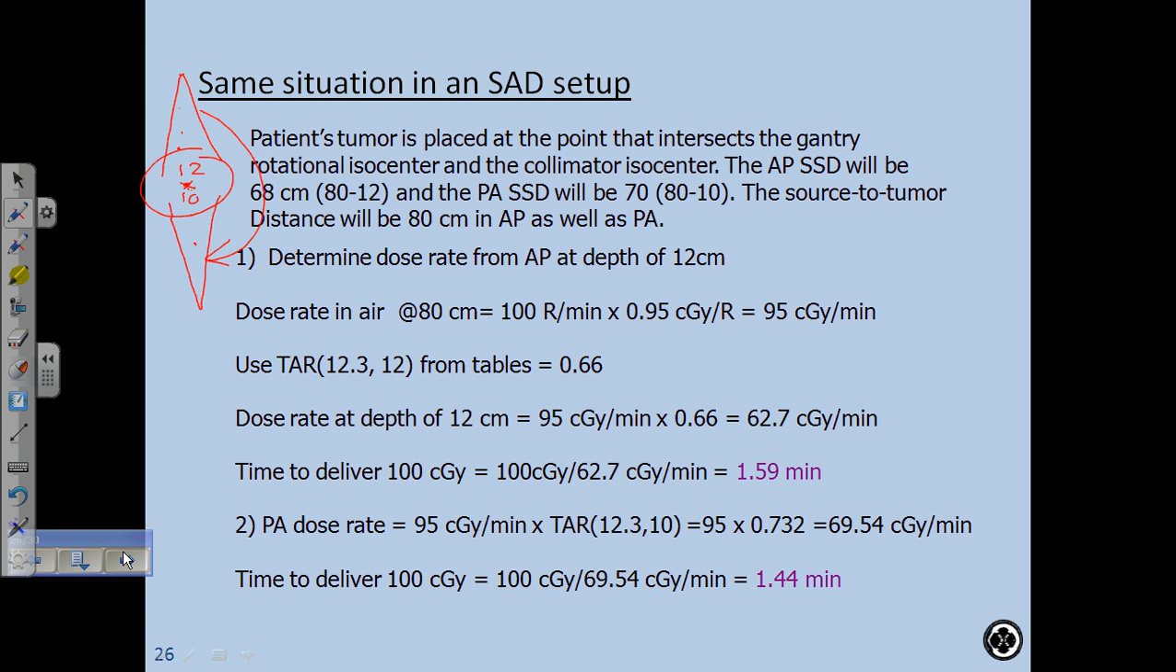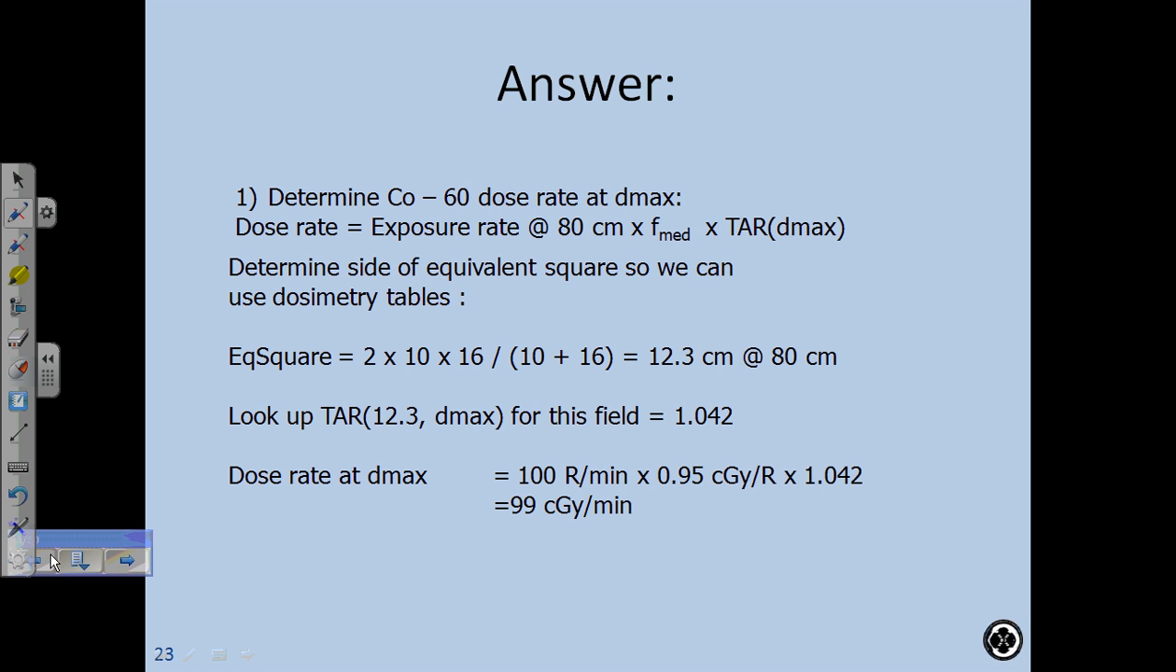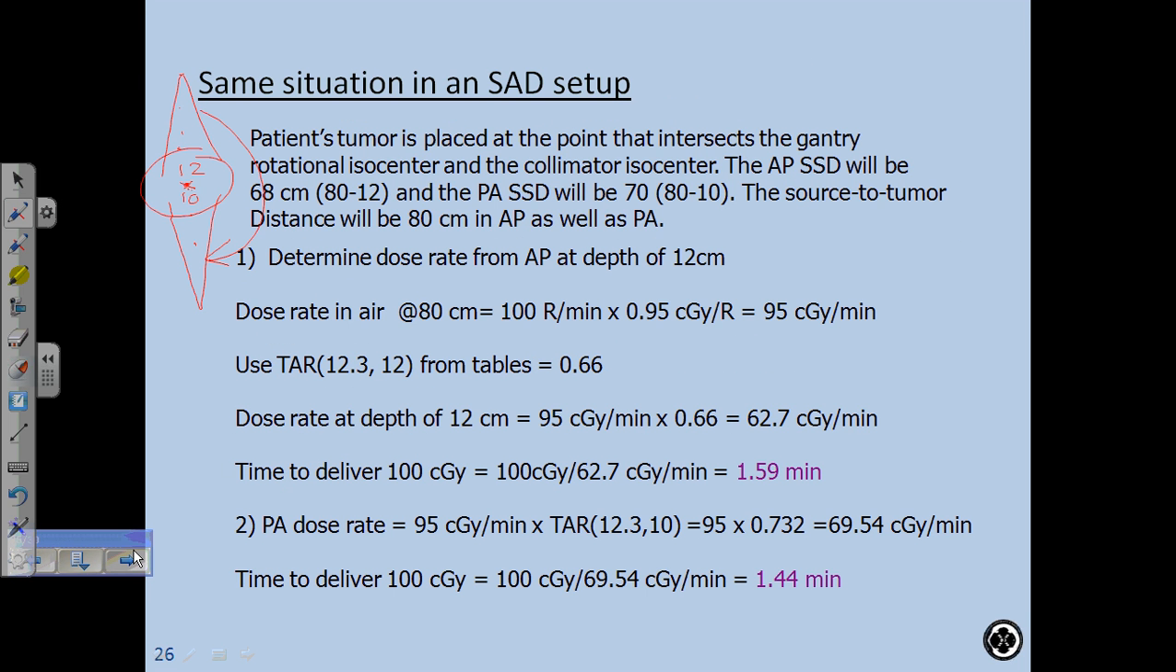So let's determine the dose rate from the AP. We're going to use the same equation, time equals dose divided by dose rate times PDD. Actually, no, we don't. We're not going to use the PDD this time. We're going to calculate the dose rate at our point of interest, and so we don't need PDD. So determine the dose rate at this point from the AP beam at a depth of 12. Okay, so the dose rate in air was given as 100 R per minute times 0.95 for F med, so the dose rate was 95 centigray per minute in air at a distance of 80.